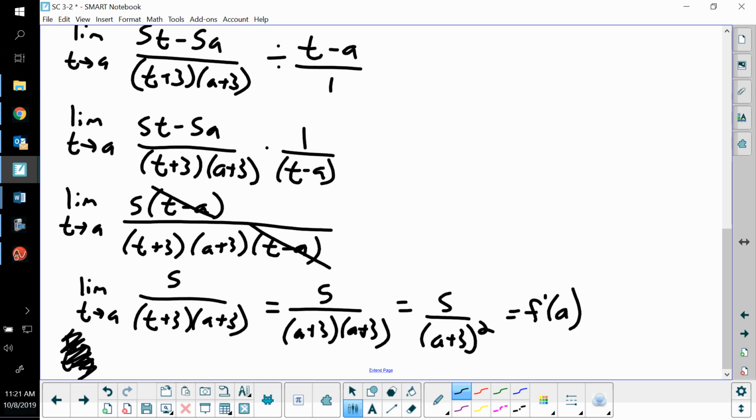So our derivative at some specific value of a. So essentially what that means is if we wanted to find the slope of the tangent line at t equals 7, we could plug in 7 for a there, and that would represent the slope of the curve at that spot. Okay, this is a formula that allows us to find the slope at any specific spot.